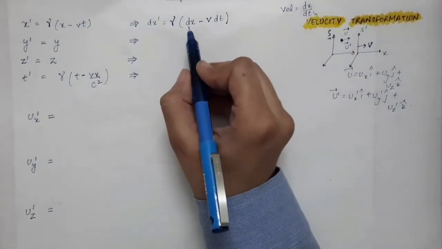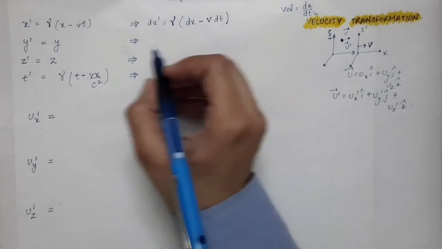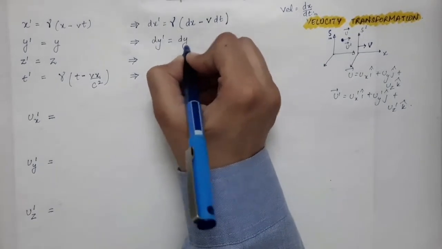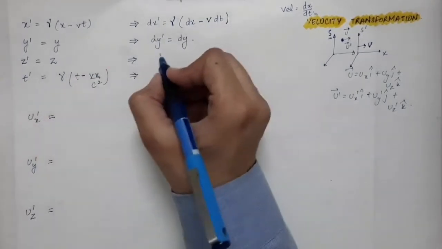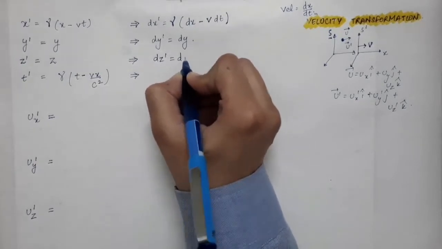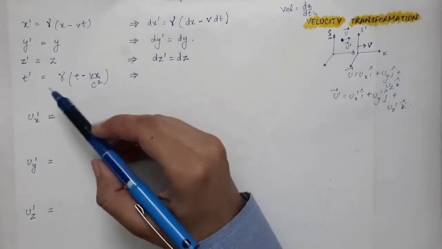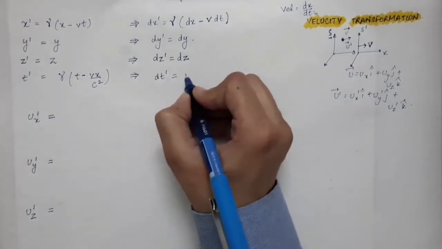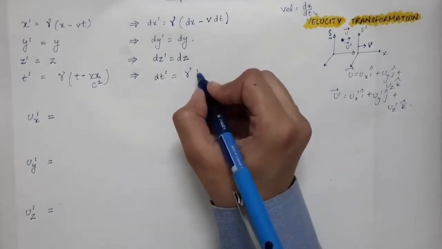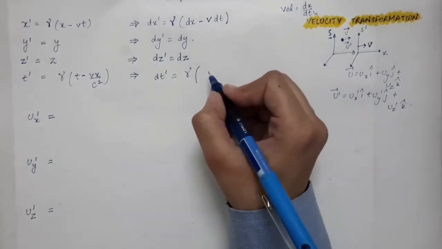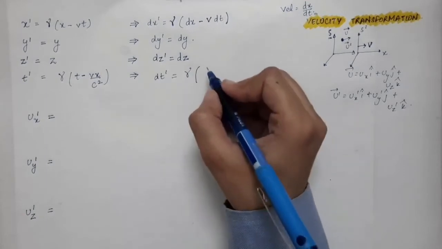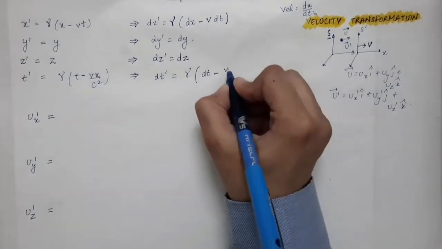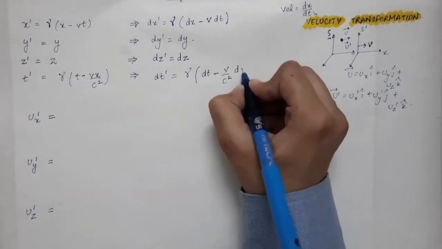So you will have gamma times (dx minus v dt), and you will take the derivative of the second equation, that will be dy prime is equal to dy, then dz prime is equal to dz, and at last you are going to take the derivative of the fourth equation. So you will get dt prime is equal to gamma, a constant, taken outside as it is since it is not dependent on any parameter, and you will have dt minus v by c square, as v and c square are constants, times the derivative of x.